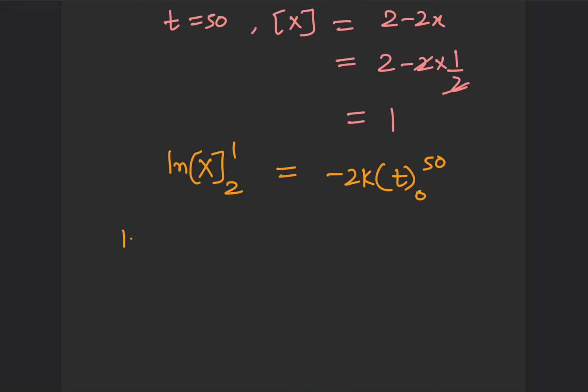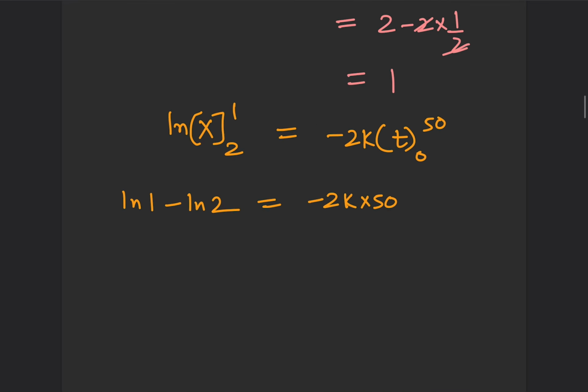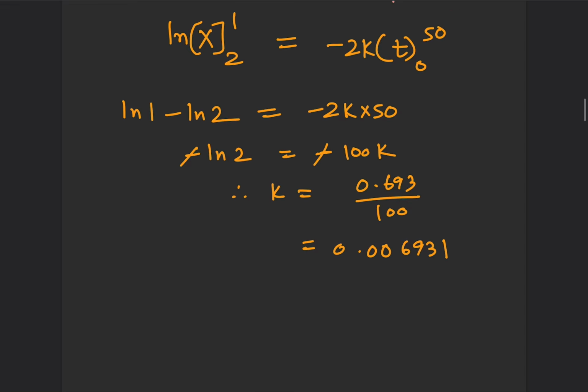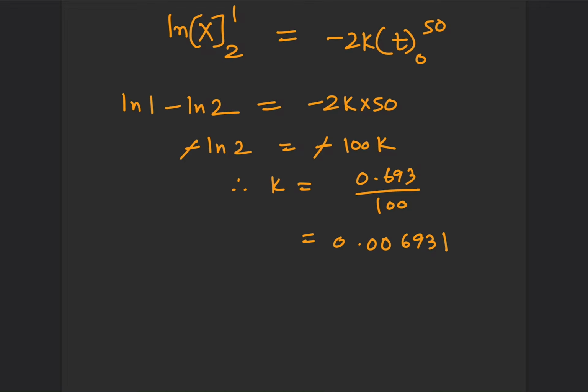So this becomes ln 1 minus ln 2 equal to minus 2k into 50, and we know that ln 1 is 0. So minus ln 2 is equal to minus 100k. Minus minus gone, so k is equal to 0.693 divided by 100, or you can write 0.006931. Therefore option A is incorrect. Option A says that the rate constant of the reaction is 13.86 into 10 power minus 4, but this is the actual rate constant. So option A is incorrect.